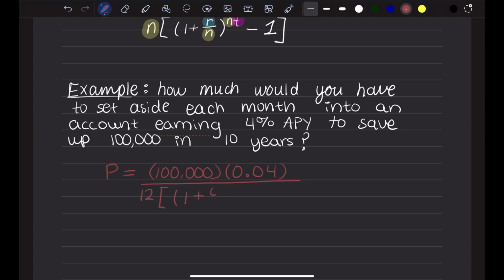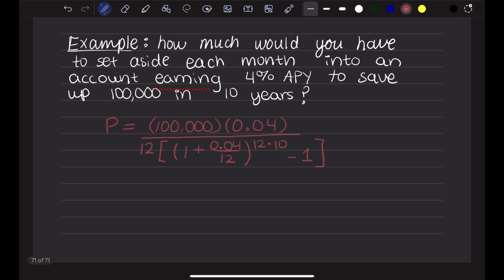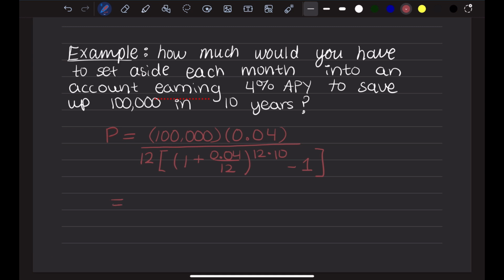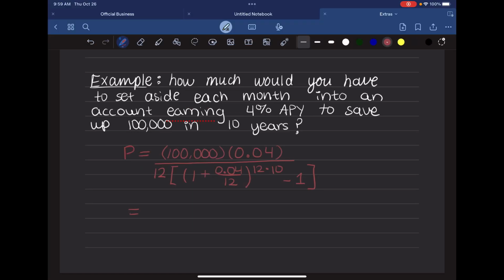So 1 plus 0.04, our interest rate again, divided by 12, raised to the 12 times. Now, it says that we're doing this for 10 years, so t would be 10, and then we have minus 1. And so now we just need to make sure that we type this into a calculator correctly, which I'm going to do right now. And we end up getting $679.12. So this is how much we need to set aside each month if we want to save up $100,000 in 10 years.